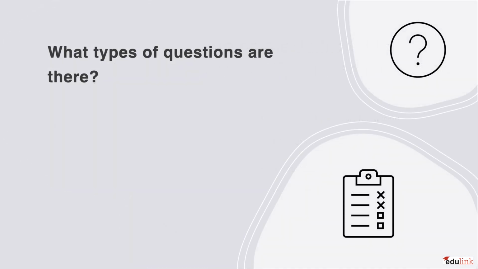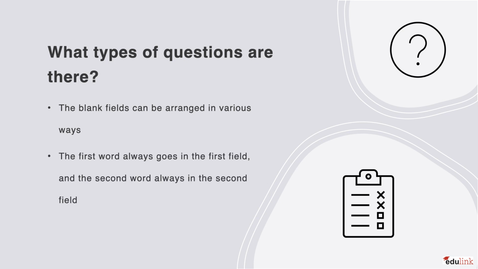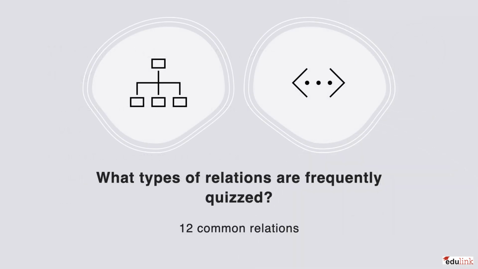It's worth noting that this task has differing types of questions. As we will see soon, the blank fields can be arranged in various ways. However, the first word always goes in the first field, that is, the first word that's part of your answer, and the second word always goes in the second field, that is, the second word of your answer. There are 12 frequent relation types that appear in the test, which I will discuss now.